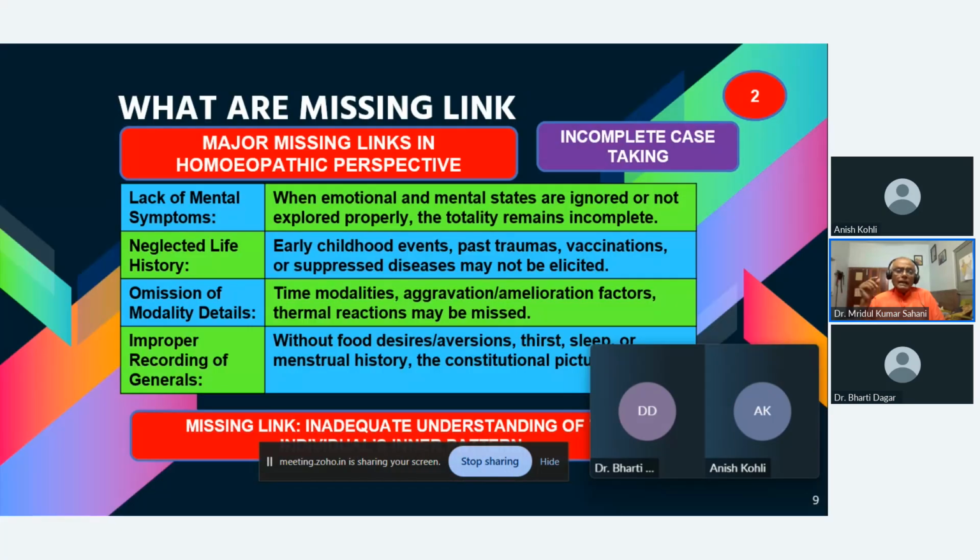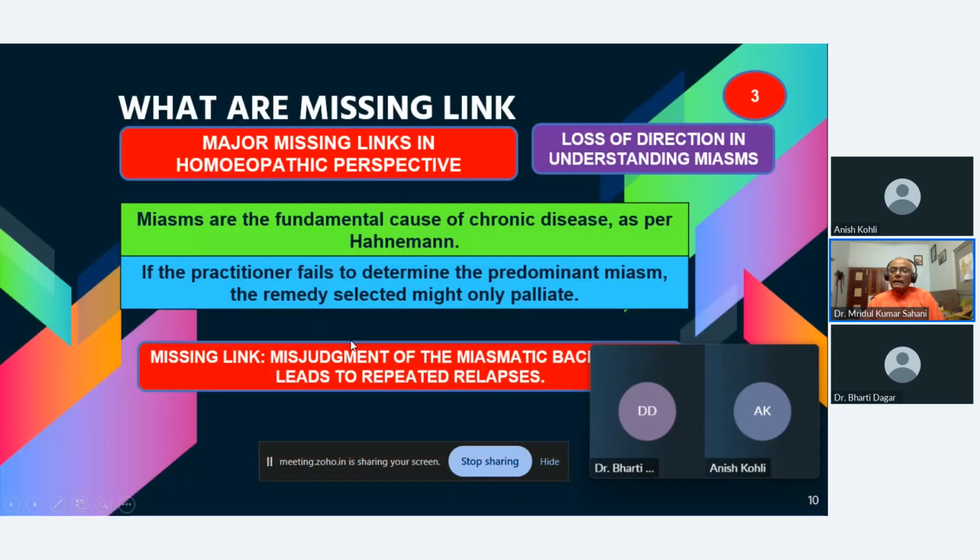Lack of mental symptoms, neglected history, omission of modality details, and improper case recording. Then the third part is the loss of direction in understanding the miasma. Miasma is another important feature, because miasma is the factor that causes the deviations, and you have to follow the path of the miasma, how it enters, how the psora entered into your life, and then how psora became sycotic, and how it can travel. So the entire travelling of the miasmatic facts is there.